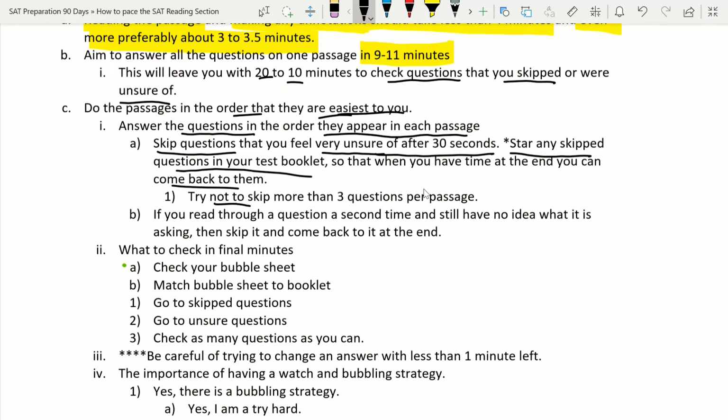Next thing, try not to skip more than 3 questions per passage, and here's why. If you're skipping more than 3 questions per passage and you're taking 9 to 11 minutes, it's going to be tough for you to answer all of those questions at the end. Because if you're skipping 4 questions a passage, and there are 5 passages, that means you skipped 20 questions, and if you've only got 10 minutes at the end, you're not going to be able to answer all those. So try not to skip more than 3 questions per passage. Another thing is, if you're skipping more than 3 questions per passage and going on to the next passage, then you're going to have read 5 passages, and you're going to have to go back to a passage you read 40 minutes ago and try to remember what it said to answer those other questions. So try not to skip more than 3 questions per passage.